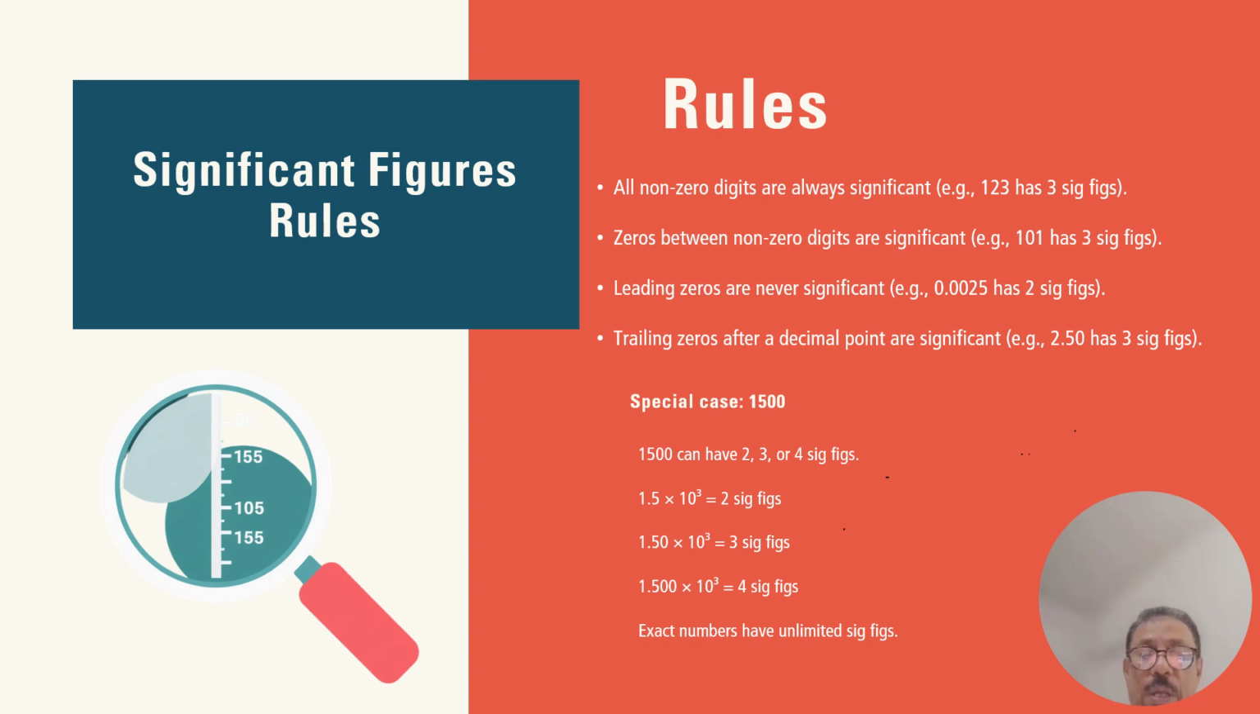Exact numbers have unlimited sig fig. Exact numbers, like when we say I have 4 balls, so they are significant. 4 is 1 significant figure. I have a dozen pairs of shoes, so a dozen is 12, so 2 sig fig. That's a good thing here. Let's go now.